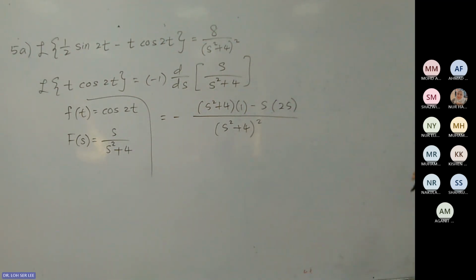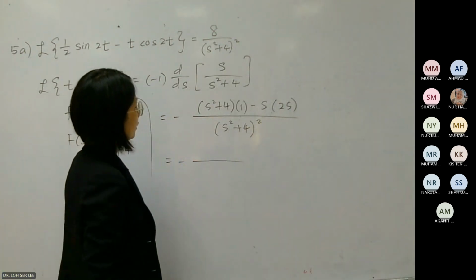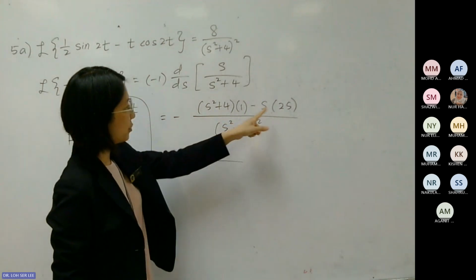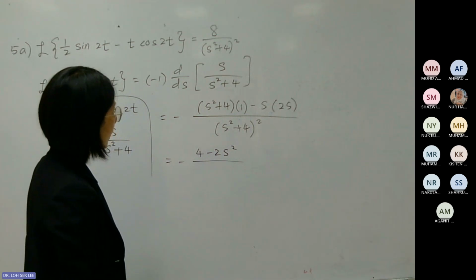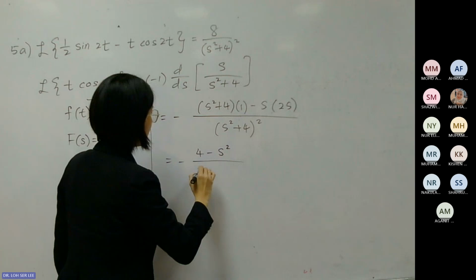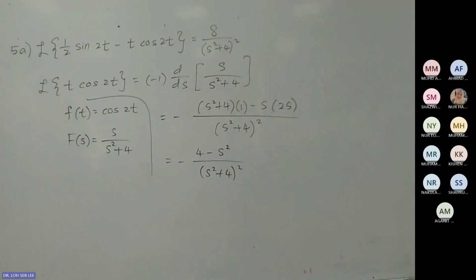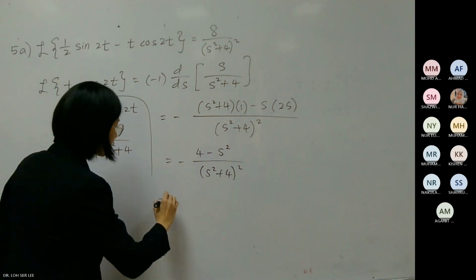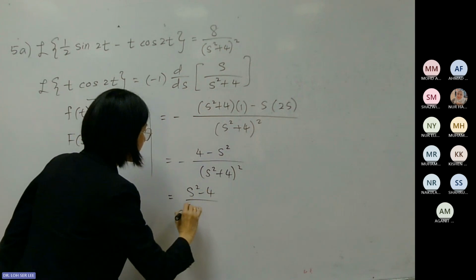So expand, simplify. s squared plus 4 minus 2s squared. That means 4 minus s squared. That is minus (s squared minus 2 squared), so you get a negative s squared. You can insert this minus into here, so that you have s squared minus 4.